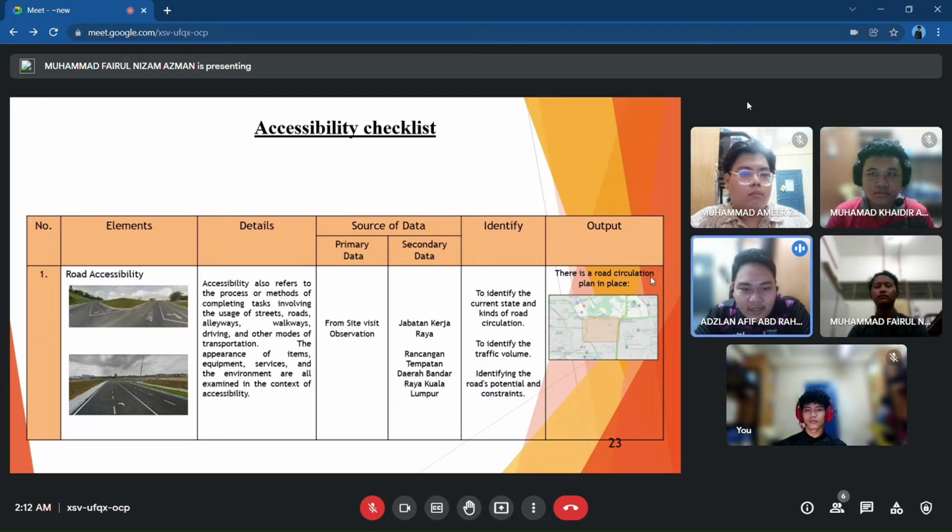The data that we collect is primary data from site visit observation, and secondary data from the Jabatan Kerja Raya and also Rancangan Tempatan Daerah Bandaraya Kuala Lumpur. The identification is to identify the current state and kind of road circulation, to identify the traffic volume, and to identify the road potential and constraints. The output is that we can see the road circulation in our site area.